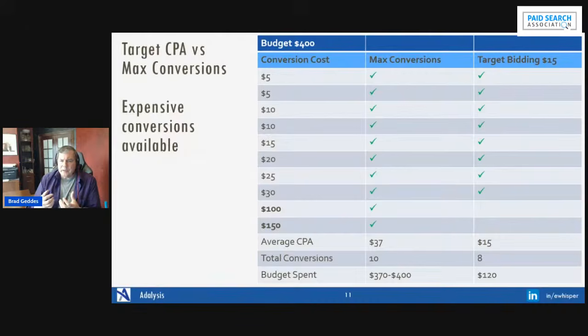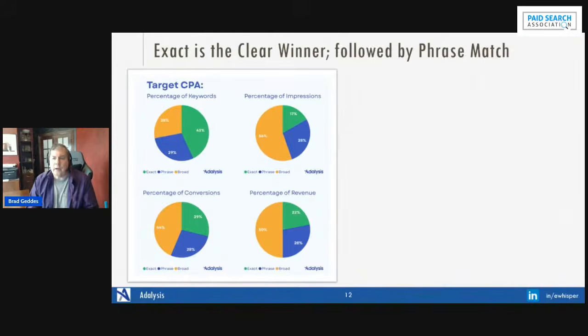So with max conversions, right, exact match works great, and broad match works well, mostly because of that previous search history. Most people using target CPA have higher budgets, right? And they have more data for their accounts. So when we look at target CPA usage, once again, more people use exact match than any other bid method. And once again, while phrase and broad are similar in usage, broad dominates the impressions, right?